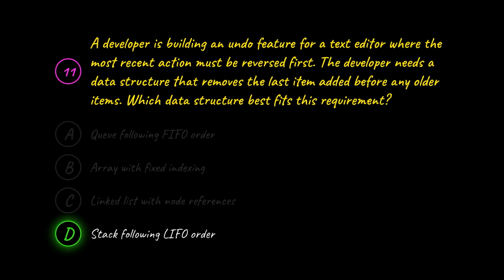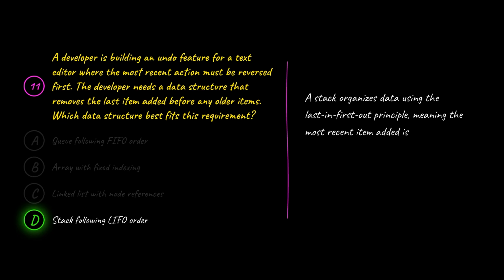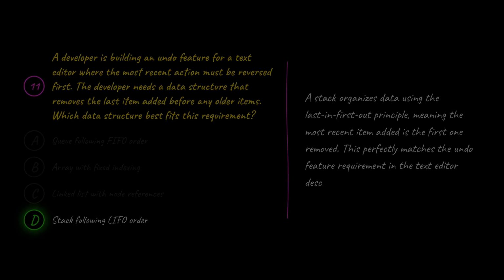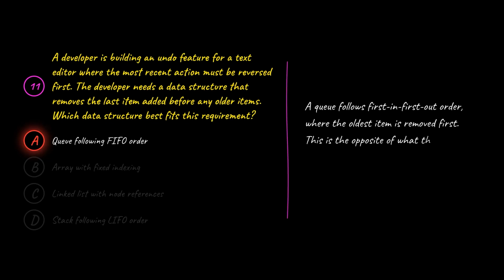The correct answer is D, stack following LIFO order. D is correct because a stack organizes data using the last in first out principle, meaning the most recent item added is the first one removed. This perfectly matches the undo feature requirement in the text editor described. A is wrong because a queue follows first in first out order, where the oldest item is removed first. This is the opposite of what the undo feature needs, since undo must reverse the most recent action first.